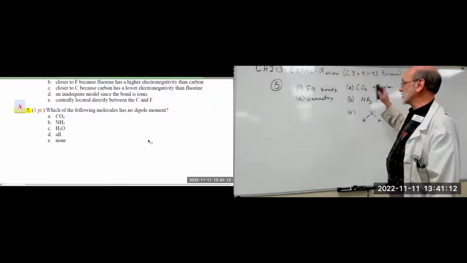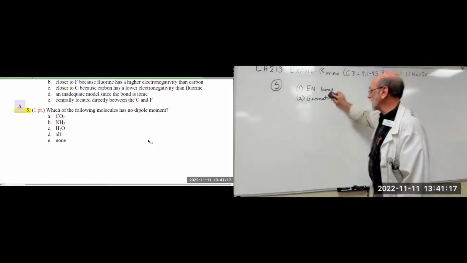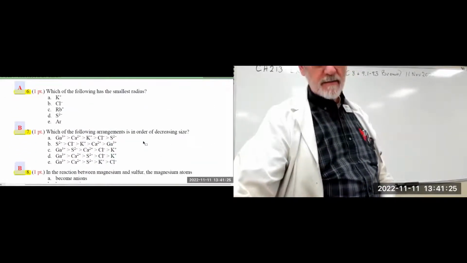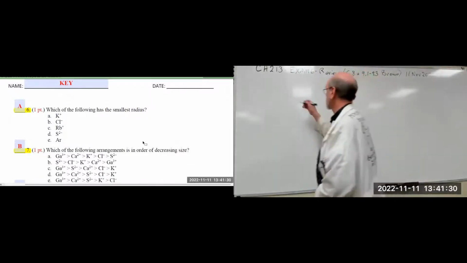So the answer to that one is A. Carbon dioxide is the only nonpolar molecule in that group. Six, next page. There we go. We get 6 and 7.